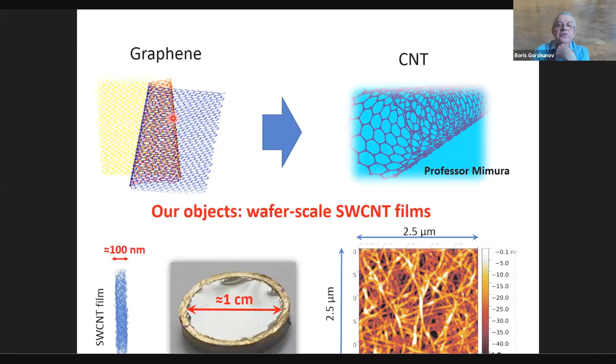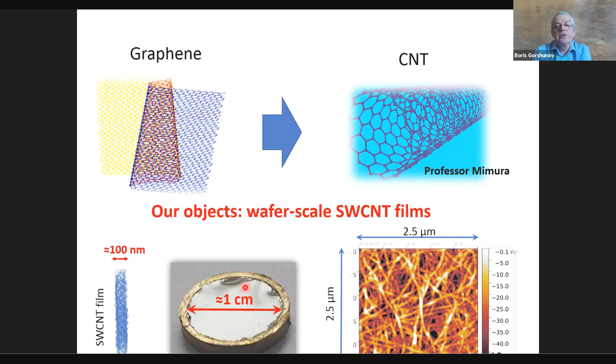If one rolls graphene, one gets carbon nanotubes. A nice introduction was given yesterday by Professor Mimura about carbon nanotubes and also about the very exciting applications, not of single carbon nanotubes, but of what they call wafer scale films of carbon nanotubes, shown here. These are actually several centimeters large films with a thickness of about or even less than 100 nanometers, as shown here. This is a photo of our actual sample.